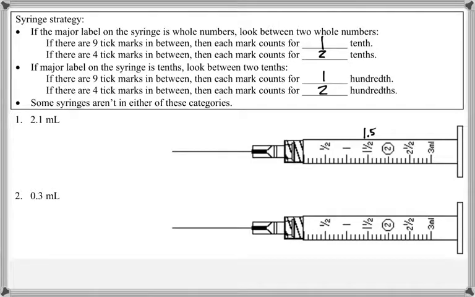So because each tick mark is worth 1/10, 2.1 is going to be the first mark past the 2. So it's going to be right there. And then the medicine fills up the syringe.